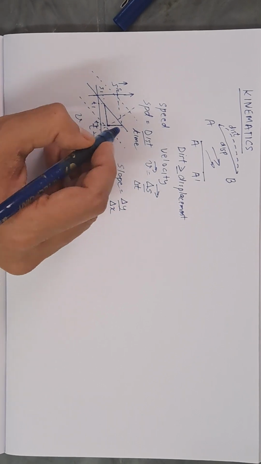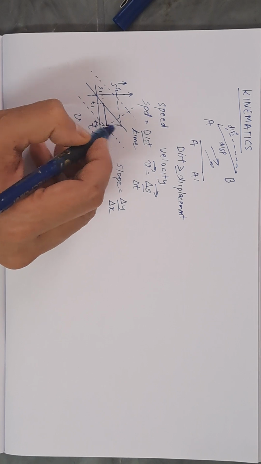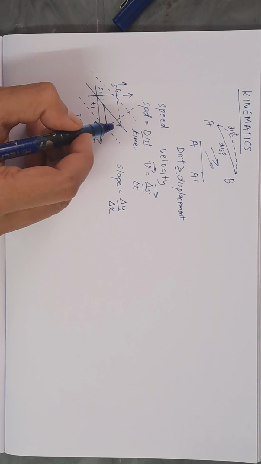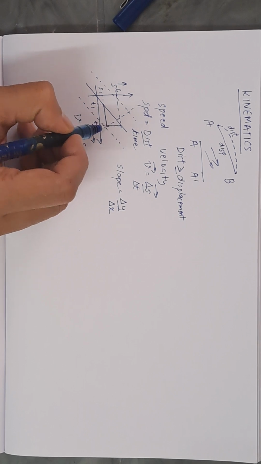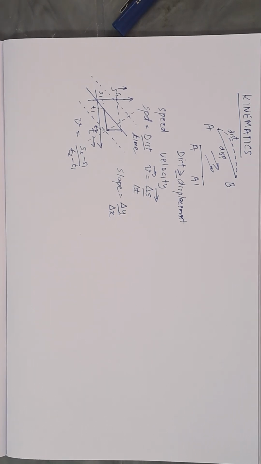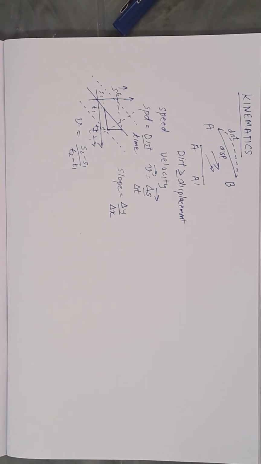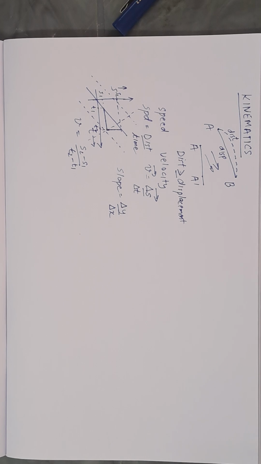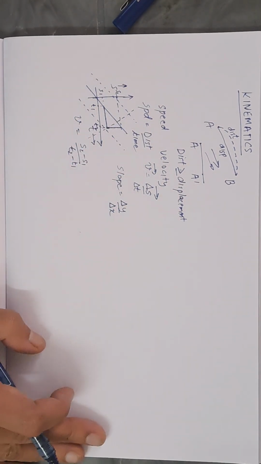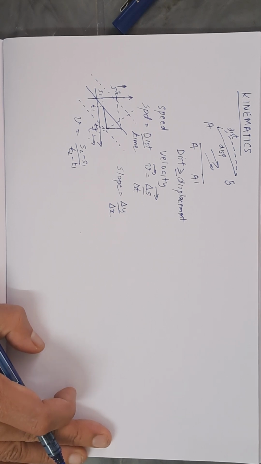delta y by delta x, because this is the change of y and this is the change of x. And what is the change of y divided by the change of x? The slope, right? So we can say that the slope of an ST graph is equal to the velocity of the particle. And in case the velocity of the particle is constant, the slope of the ST graph will be constant. And the slope of an ST graph being constant means that that graph is a straight line, right?